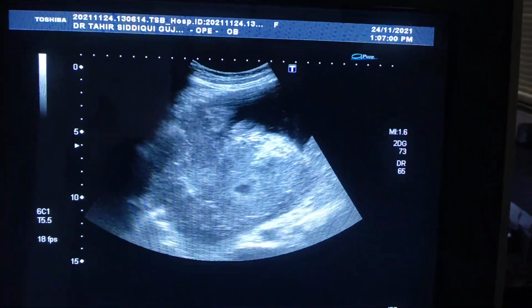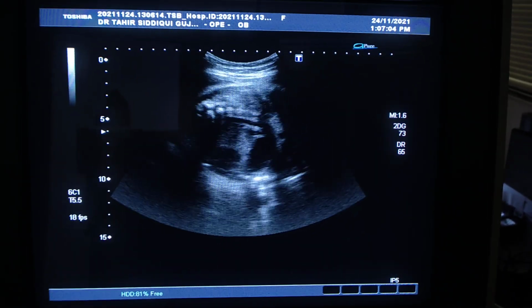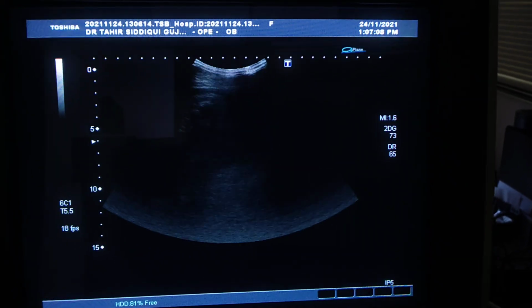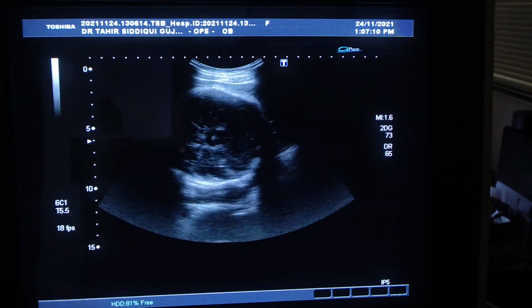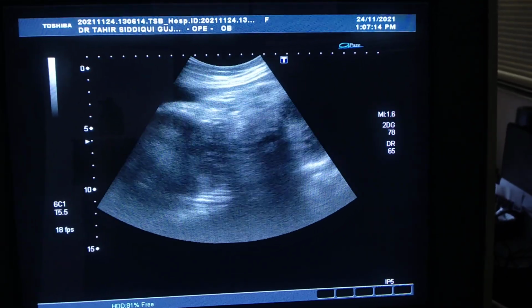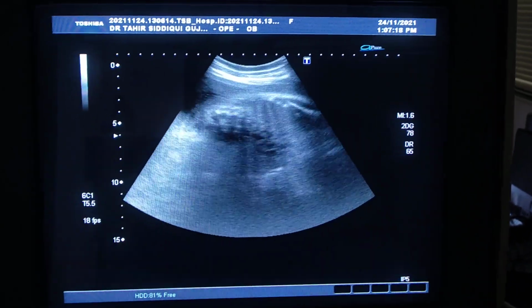Primary gravida, 32 weeks gestational age. I have scanned all of it. Now, this is the head, it's normal. The vertebral column seen is normal.